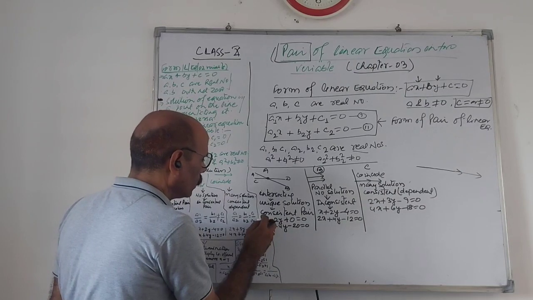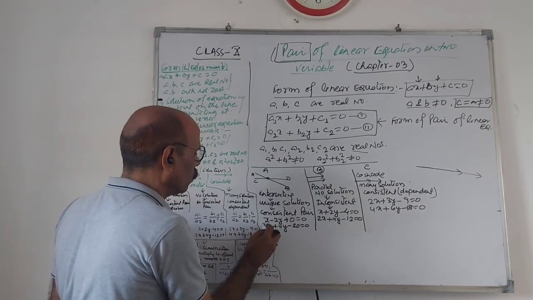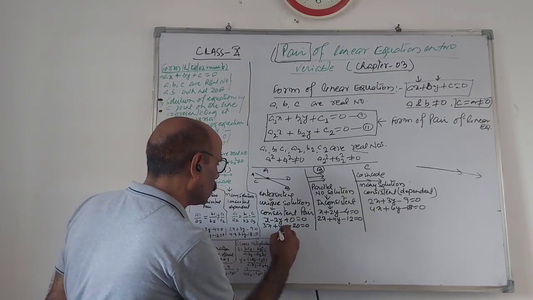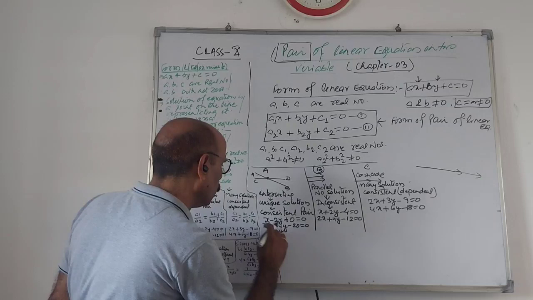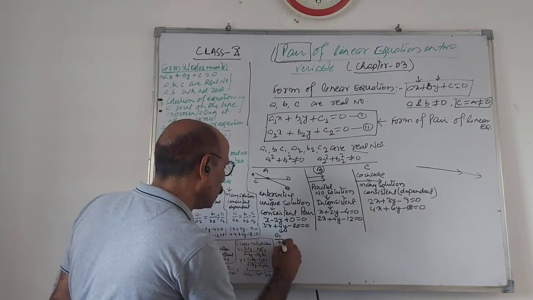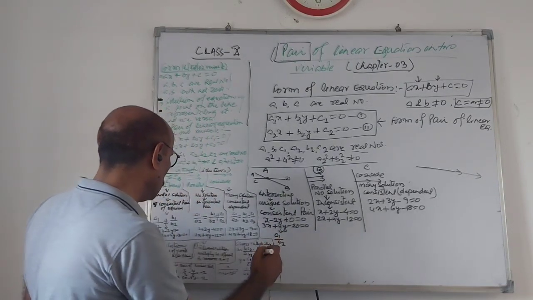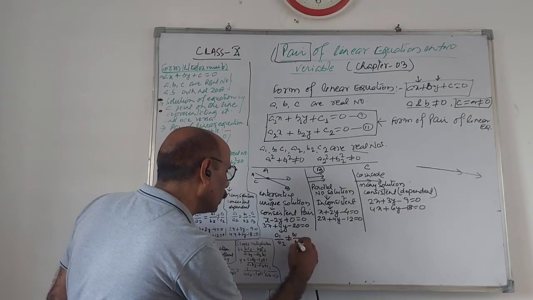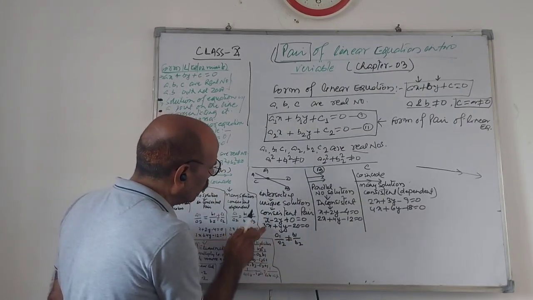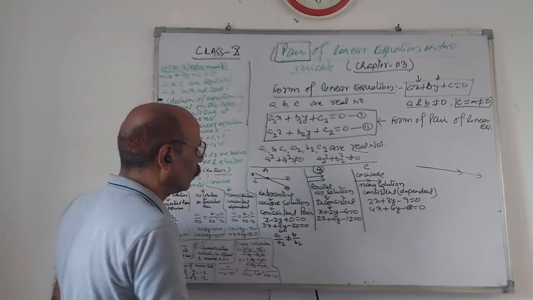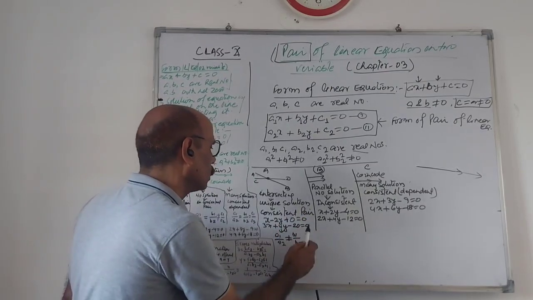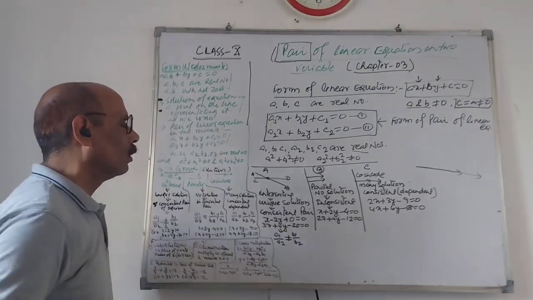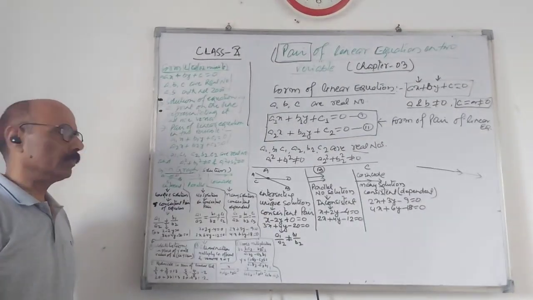So here the first coefficients are A1, A2, B1, B2, C1, C2. In this equation, you will find A1 by A2 is not equal to B1 by B2. Here, see, 1 by 3 is not equal to minus 2 by 4. For the third ratio, C1 by C2, there is no need to check it.